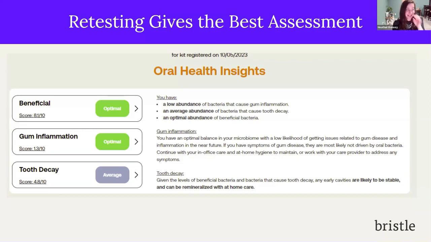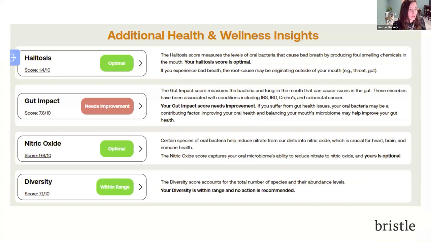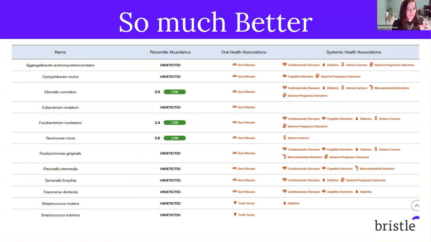So here's her retest after that treatment process. Beneficials are still good, which is awesome because when we are using antimicrobials, it sometimes wipes out the beneficial bacteria, so we managed to keep those healthy. The gum inflammation score is lower. Our tooth decay score is still average. And then the halitosis score is optimal. Gut impact, we still have a little bit of work to do there. I'm going to dive deeper. I like to show this general information, and now we're low risk in all of the categories.